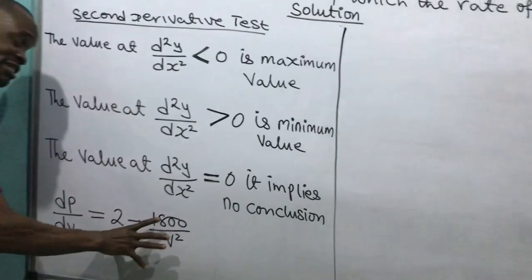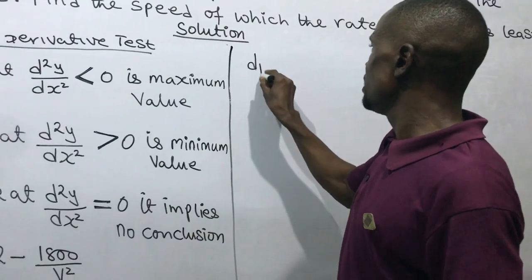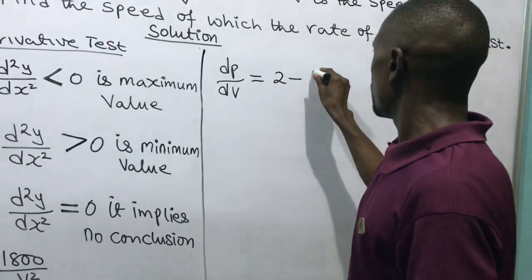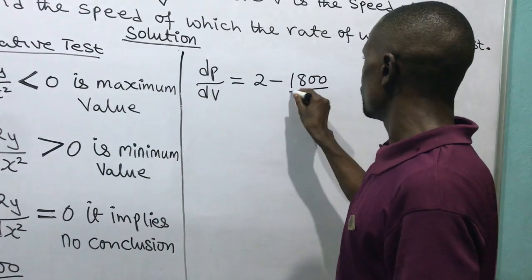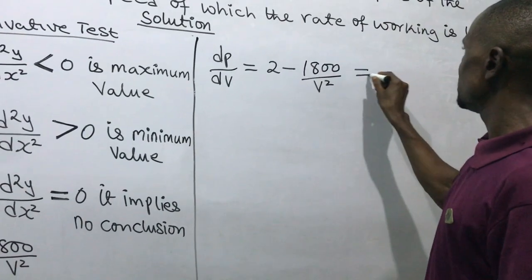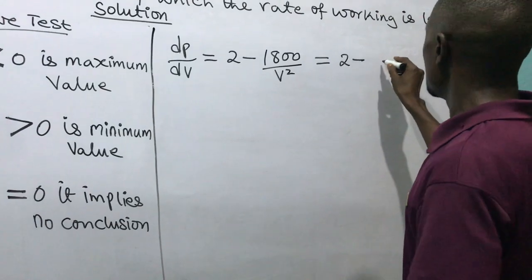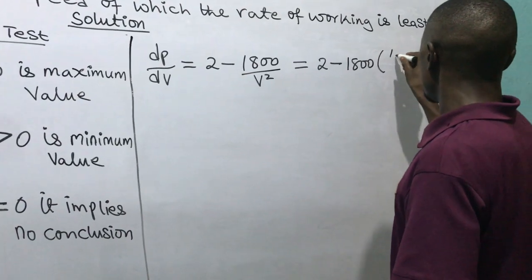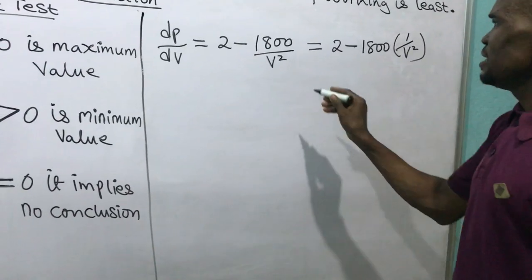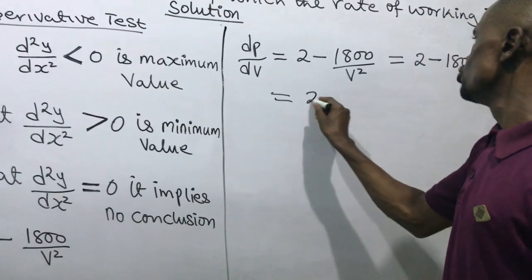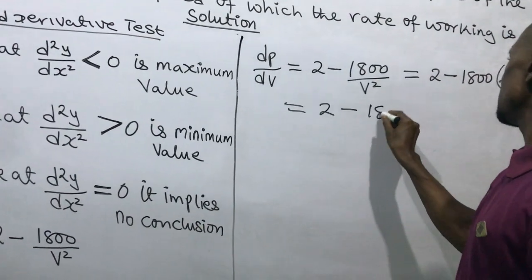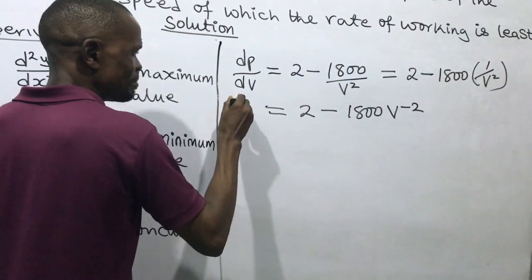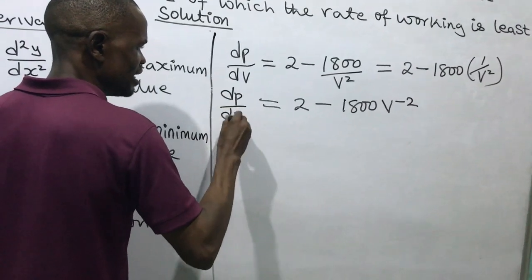So look at our first derivative of p in respect to v. dp over dv equals to 2 minus 1800 over v squared, which can be written as 2 minus 1800 into 1 over v squared, and this can be written as 2 minus 1800 v to the power minus 2. That's what we have. That means that my dp dv is equal to this.